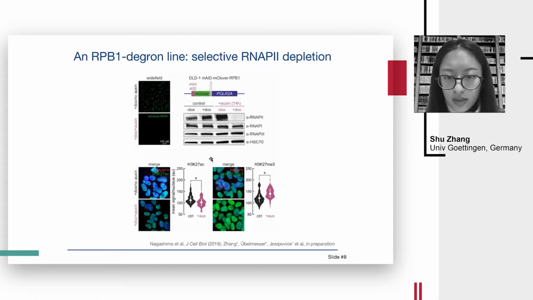Here you can see that after 14 hours, 90% of RNA polymerase II is gone. The degradation of RNA polymerase II didn't affect RNA polymerases I and III. You can also see the decreased chromatin active mark H3K27 acetylation and the increased heterochromatic mark H3K27 trimethylation, which are associated with the depletion of RNA polymerase II.